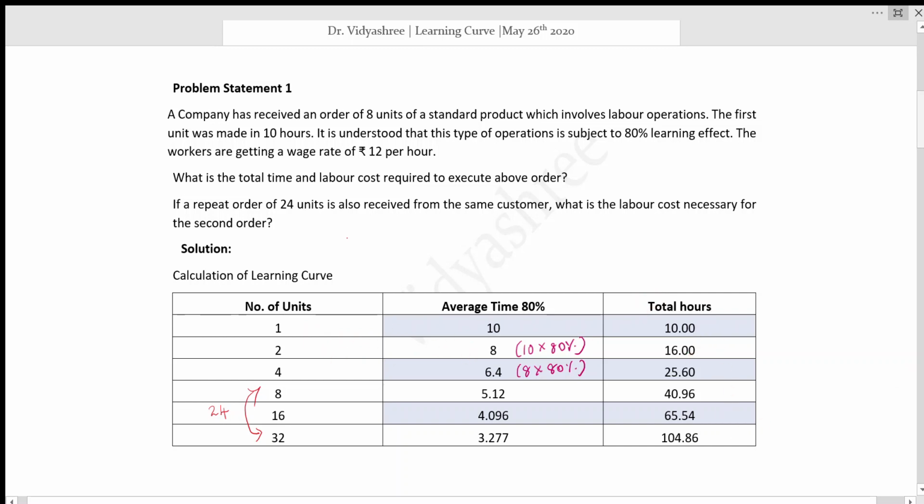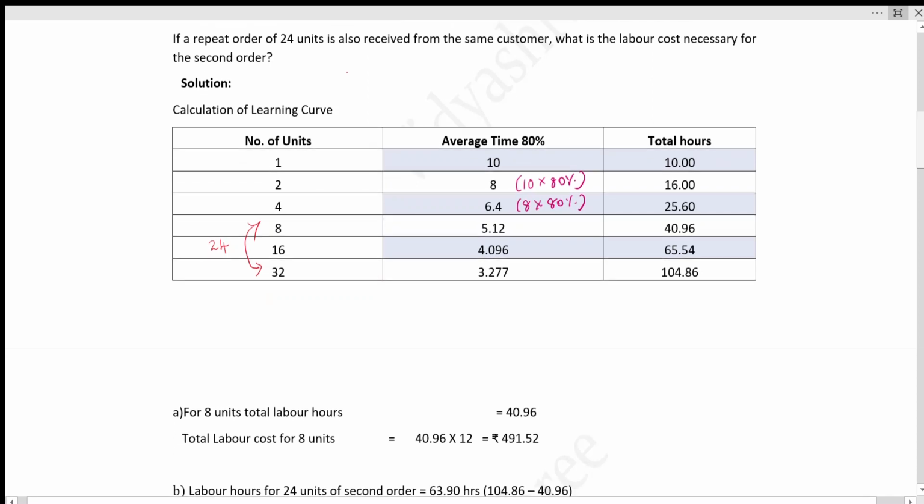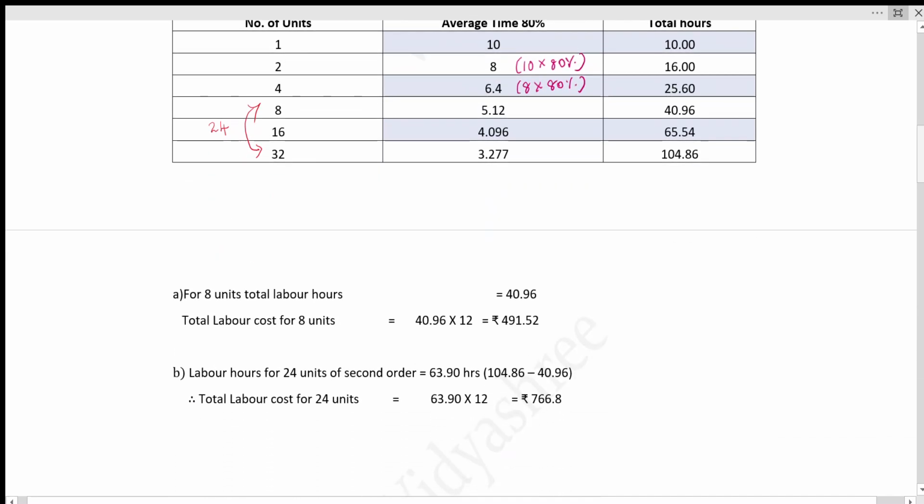After you calculate this learning curve table, as per the question, we need to calculate the labor hours as well as the labor cost. Now we have calculated the labor hours. Let's calculate exactly for 8 units and 24 units, both labor hours as well as the labor cost. First, let's calculate the labor hours. For 8 units, the total labor hours is 40.96.